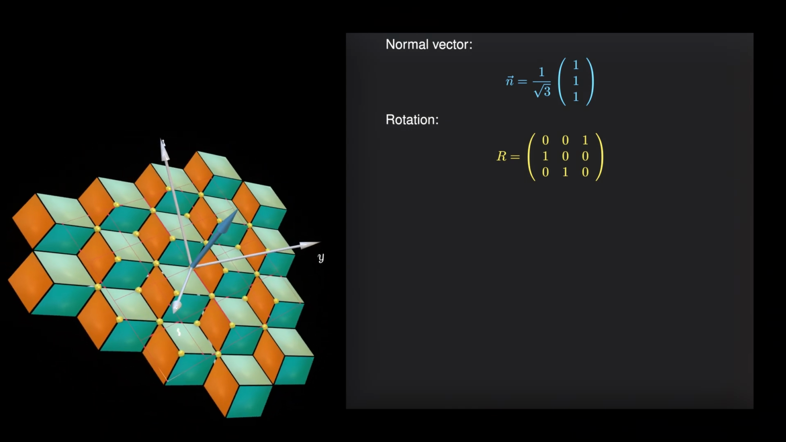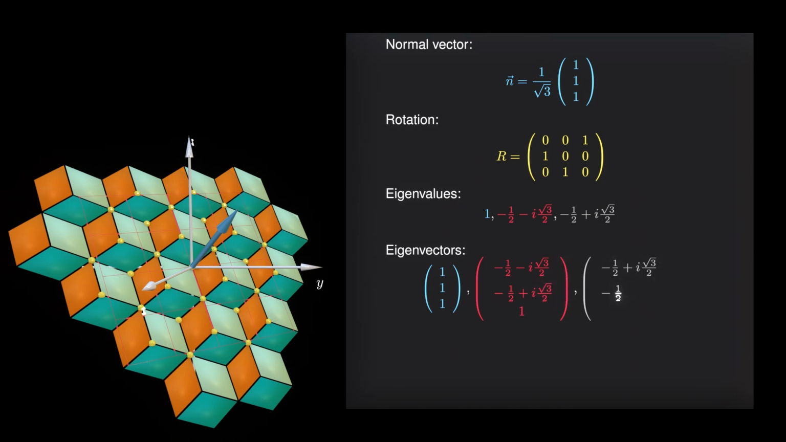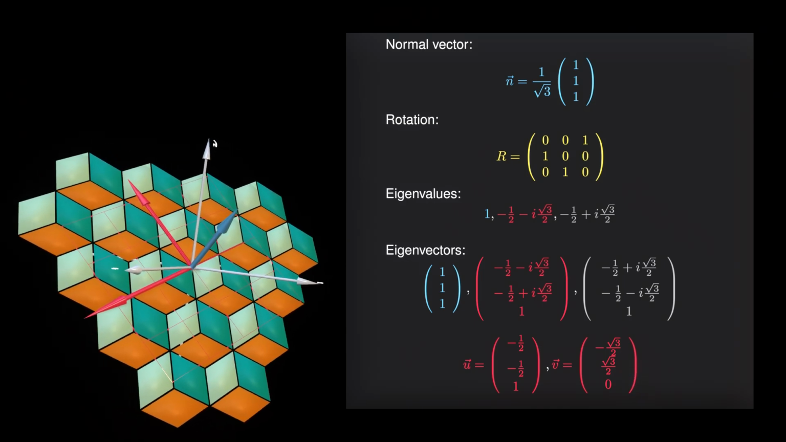Let us have a closer look at this rotation. It can be described by an orthogonal matrix. The eigenvalues of this matrix give further insight. The eigenvalue 1 corresponds to the normal vector, which we identified as eigenvector before. The other 2 eigenvalues are complex conjugates of one another and encode the rotation. The corresponding eigenvectors are complex. However, their real and imaginary parts define an orthonormal basis for the plane of projection.